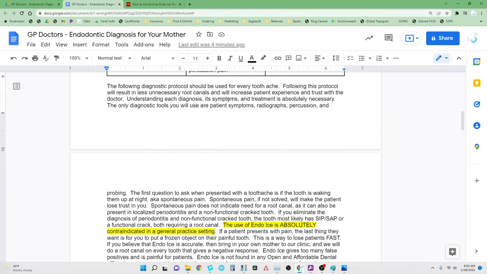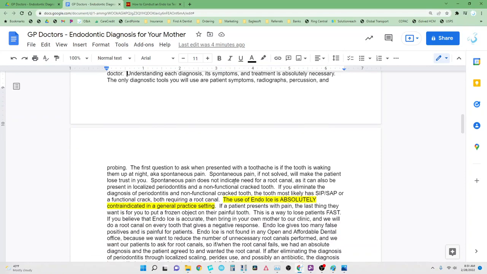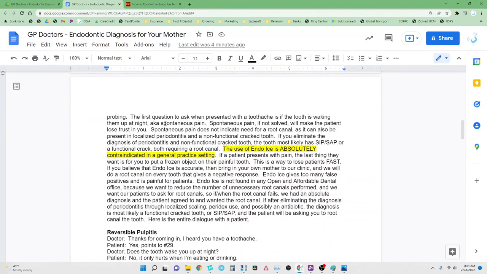So you have to understand all of the diagnoses, their symptoms, and their treatments, okay? The only diagnostic tools you will need are patient symptoms, radiographs, percussion, and probing, okay? The first question to ask when presented with a toothache is if the tooth is waking them up at night. We've already talked about this. That means spontaneous pain. Spontaneous pain, if not solved, will make the patient lose trust in you. You have to get rid of spontaneous pain, okay?